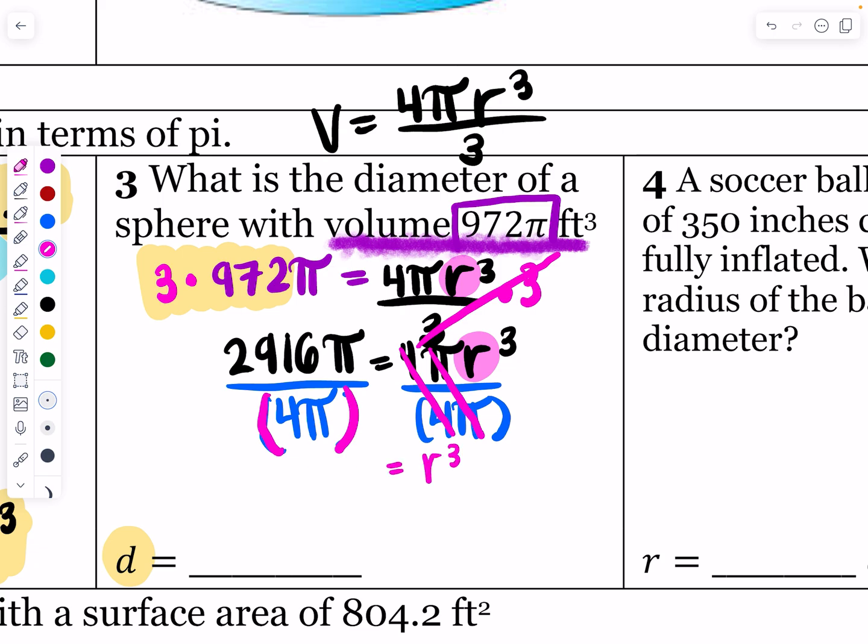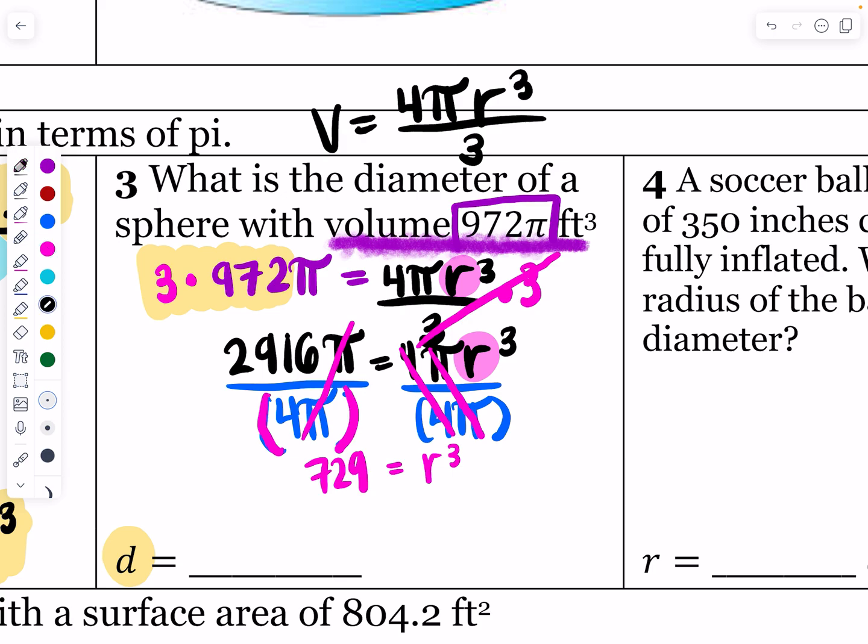and so now I have r cubed on one side by itself. The pi's cancel out, so you can either do that from the beginning, go ahead and see that the pi's cancel out, or you could also go ahead and type it into your calculator, and the calculator will cancel it out for you. So 2916 divided by 4 is going to give me 729, but 2916 pi divided by 4 pi is also going to give me 729. So either way, that's totally fine. And so this is what r cubed is.